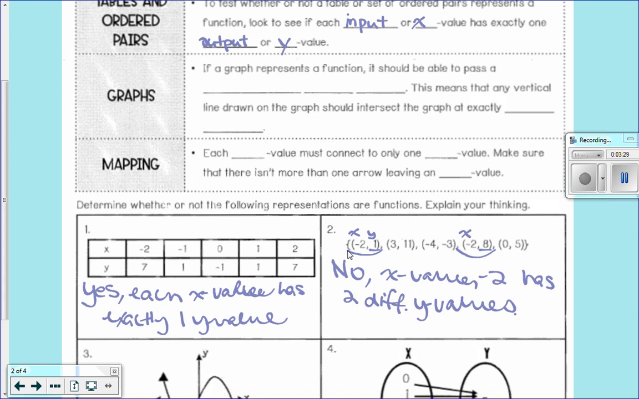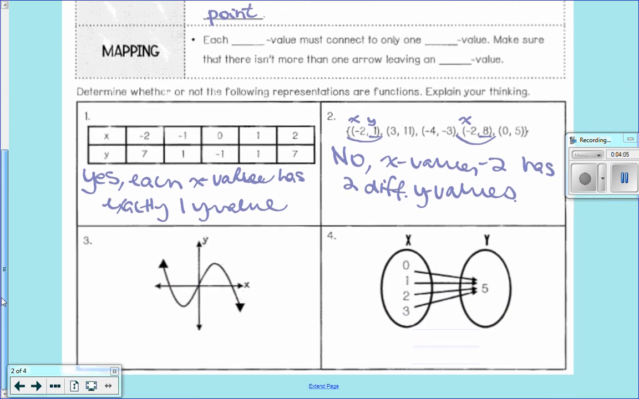Okay, let's look to determine if a function, looking at a graph. So if a graph represents a function, it should be able to pass a vertical line test. And vertical goes up and down that way. This means that any vertical line drawn on the graph should intersect the graph at exactly one point. So let's see, number 3, we have a graph. Notice that these are your x values, right? This is your x-axis, right? And so x is here, right? Or down, right? This is 0, 0, right?